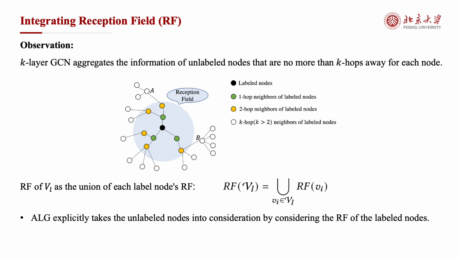The second observation is that a k-layer GCN can only aggregate the information of unlabeled nodes that are no more than k hops away. The set of included nodes is defined as the reception field of each node. While previous researchers ignore this characteristic of GCN, ALG explicitly takes the unlabeled nodes into consideration by considering the reception field of the labeled nodes.